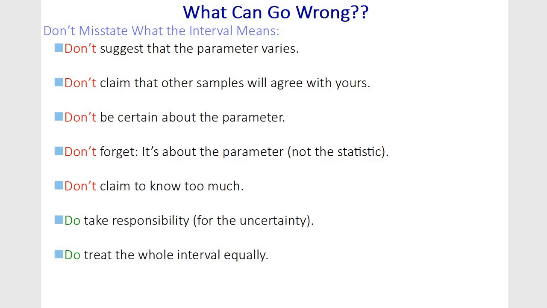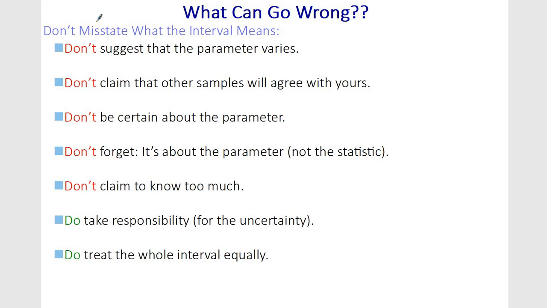Okay, so some things that can go wrong. Don't misstate what the interval is. All the time I get kids who want to add and write paragraphs in their free response questions because they want to show their knowledge, but then they twist their words and start misstating what the interval is. Don't suggest that the parameter varies. The true parameter does not vary. Don't claim that other samples will agree with yours. Don't be certain about the parameter because we can't be certain.